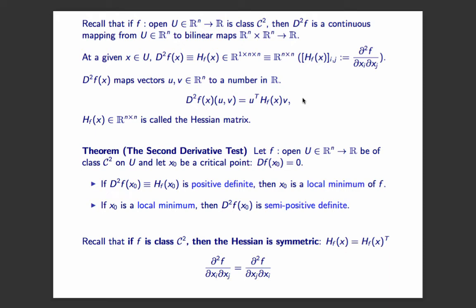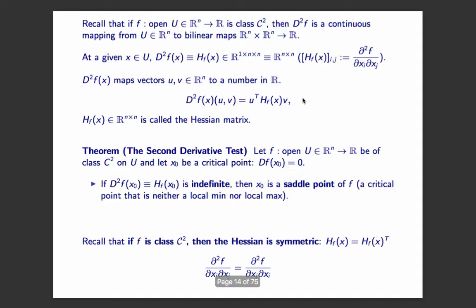Now remember, if the Hessian is positive definite, then x0 is a local minimum. And if x0 is a local minimum, then the Hessian is semi-positive definite. And of course, if the Hessian is indefinite, then x0 is a saddle point. That is a critical point that is neither a local min nor a local max.